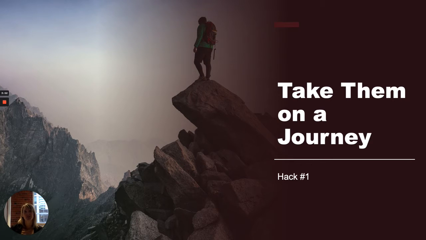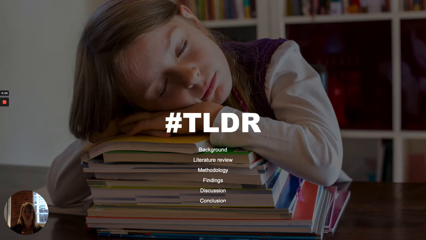Okay, so let's jump into it. This first hack is called Take Them on a Journey. And this is really about crafting a story that leads your audience to a destination. So what happens when we write capstone reports like the one that I just showed you, or just reports in general, is that we take our audience on a really long and a really boring journey.